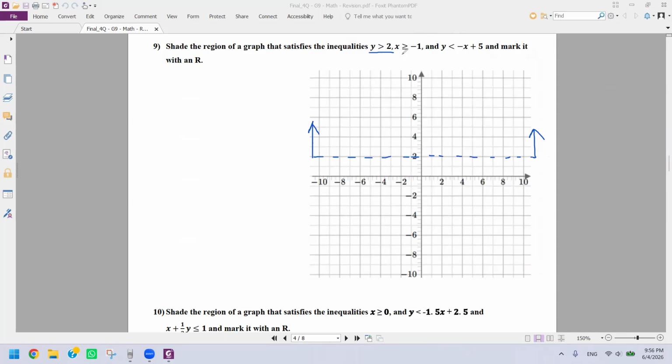Second one, x, let me do it in a different color. X greater than or equal to minus 1. Where is x equals minus 1? X equals minus 1 is here. Then it's a straight line, a solid one. X is greater than minus 1. What does that mean? Greater, you should go to the right. So till now, where's the accepted region? It's up, right? It's only this part.